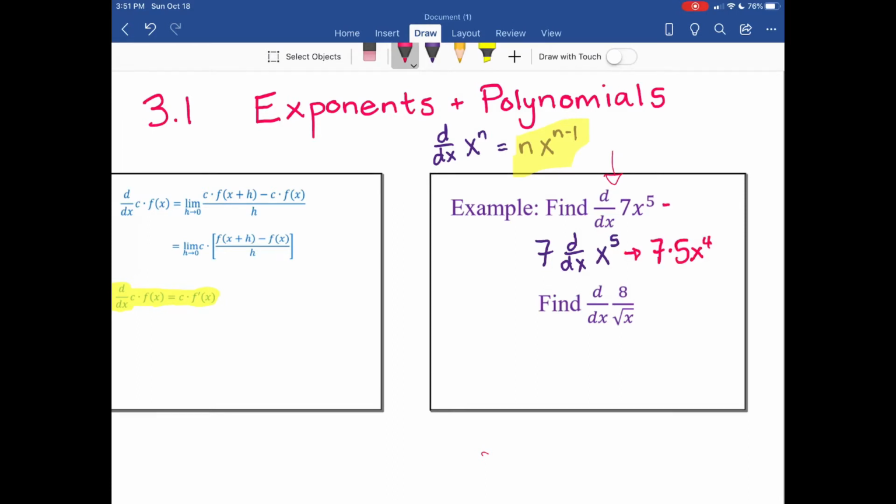which would be 7 times 5x to the 4th. So our shortcut is, when we see 7x to the 5th, we can just take that exponent and multiply it to the constant, the coefficient, and we have 35x to the, and we lower that power by 1.